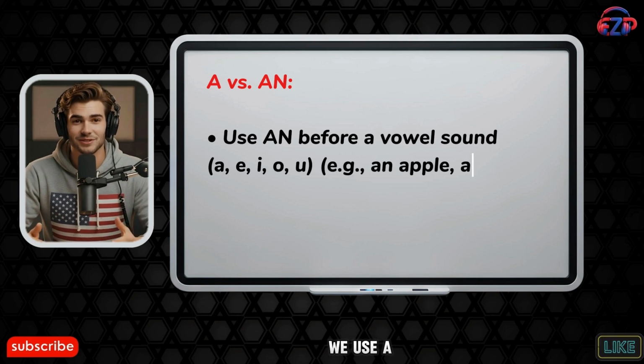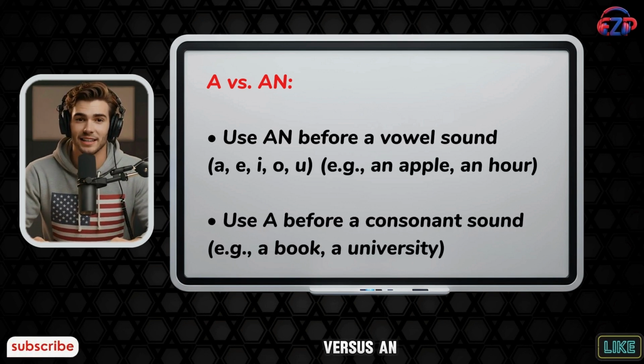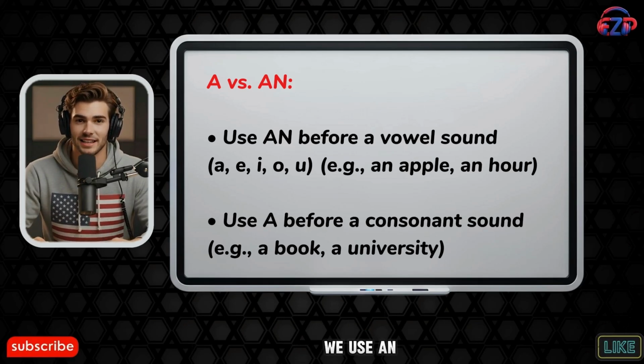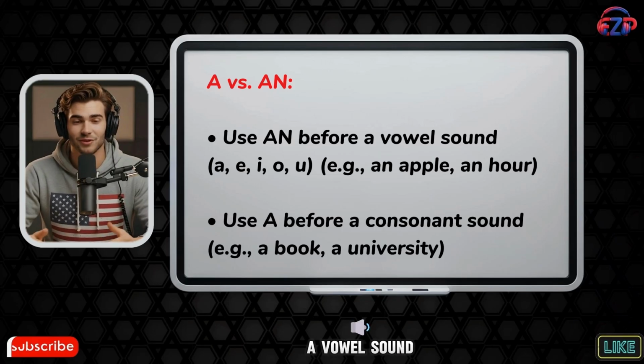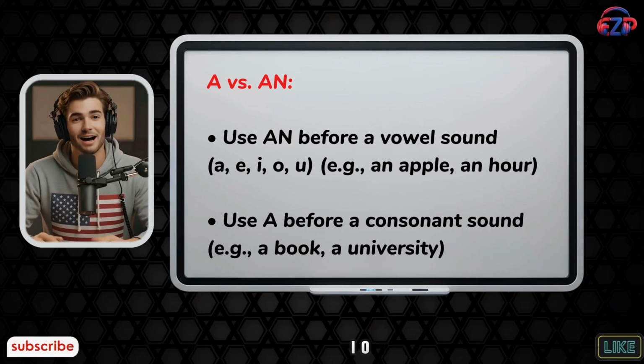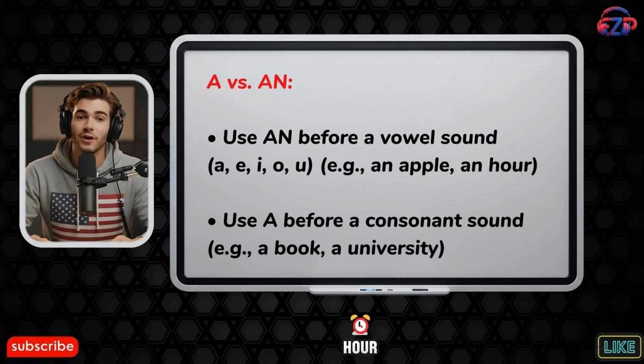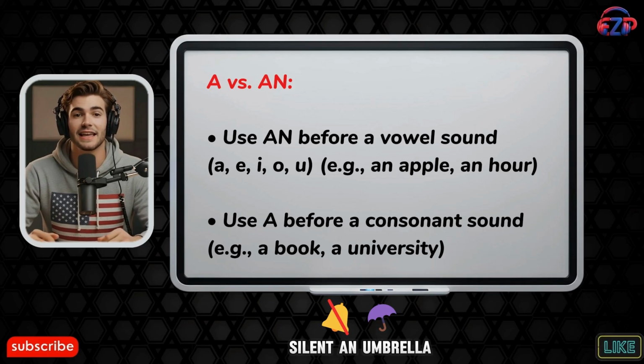Now, when do we use a versus an? The rule is very simple and based on sound, not spelling. We use an before a word that starts with a vowel sound, like a, e, i, o, u. For example, an apple, an hour. The H is silent. An umbrella.